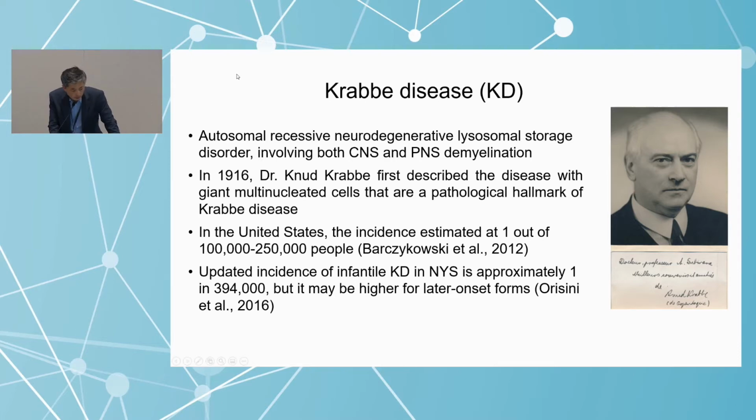In 1916, Dr. Krabbe first described the disease with the multinucleated cells. That is the pathological hallmark of Krabbe disease. In the US, the incidence was estimated at about 1 out of 100,000 to 250,000 people a long time ago, but the recently updated incidence from New York State newborn screening says that in the case of infantile Krabbe disease, it is about 1 in 394,000 babies, but it could be much higher if we include the later onset forms.